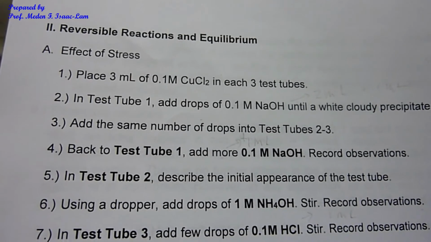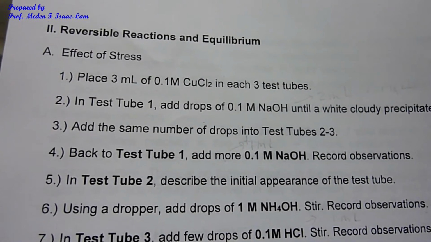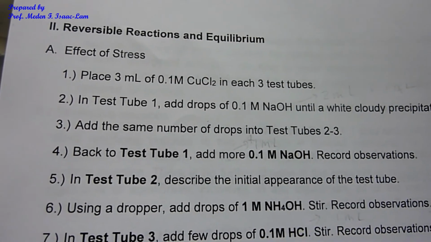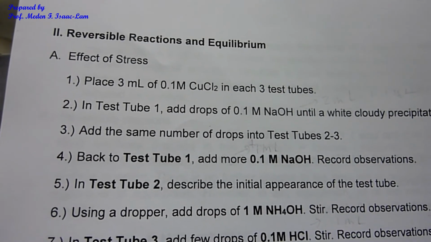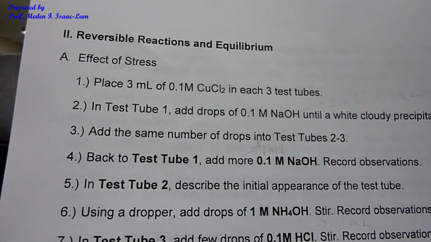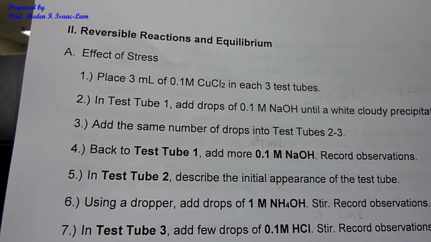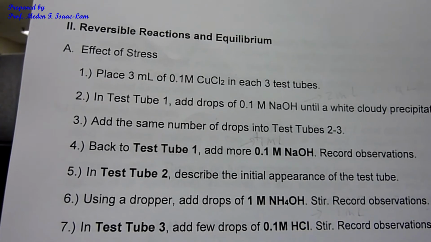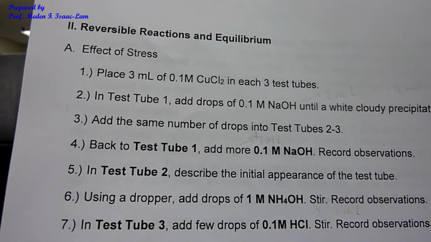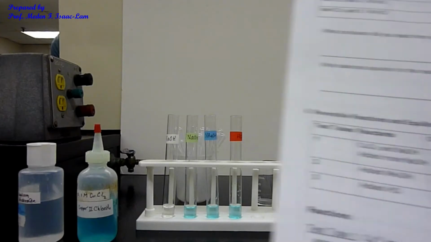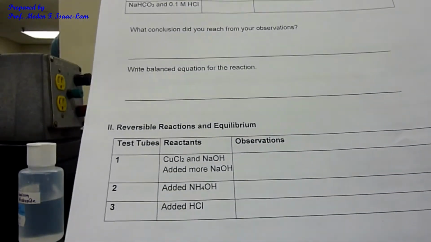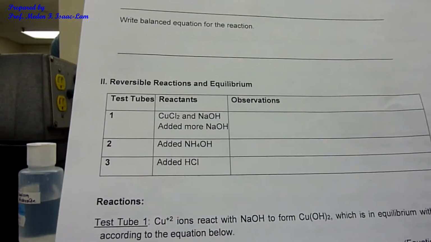Part 2 is reversible reactions and equilibrium. We are going to do the effect of stress in an equilibrium reaction. So the equilibrium reaction is about copper hydroxide forming copper 2+ and OH minus. So the reaction is shown in this table.